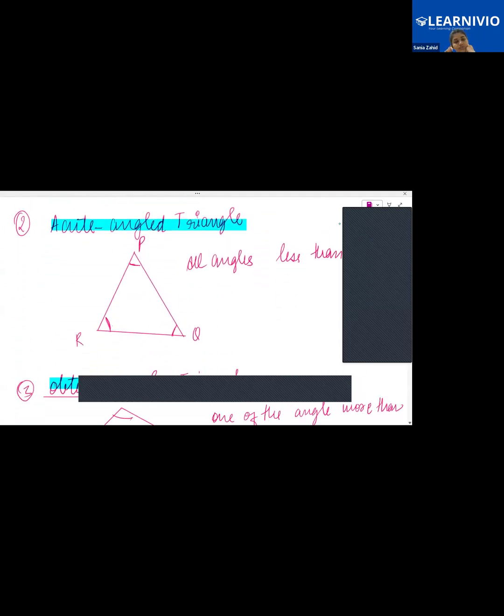Yes, ma'am. Now tell me based on angles. A right angle, acute angle, and obtuse angle. What is the right angle triangle? At least one of the angles is equal to 90 degrees. What is an acute angle triangle? All angles are less than 90 degrees.